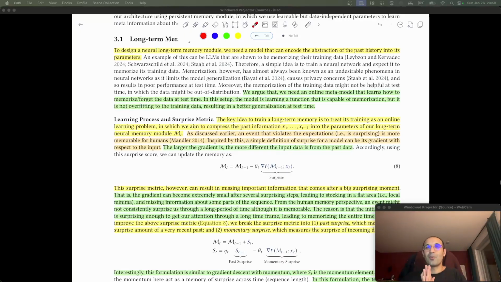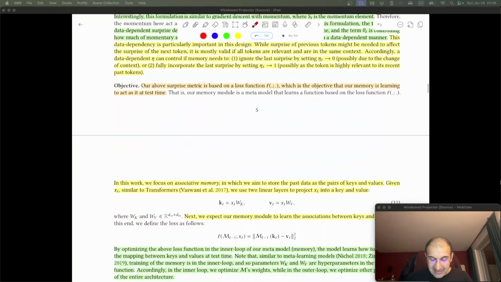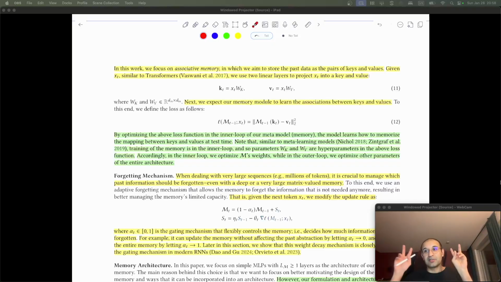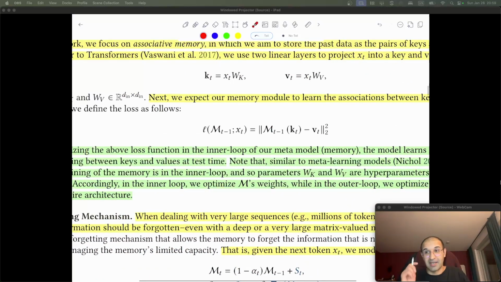Okay, another step back. What do we want this memory to do? We want this memory to learn to extract information about whatever it should memorize. And for that, they use a very particular loss, which is a kind of reconstruction loss. Imagine we have an input sequence, let's call it X, this x_t here. We project it with two linear projections called WK and WV, which are basically the equivalent of the ones that we use in the attention mechanism.